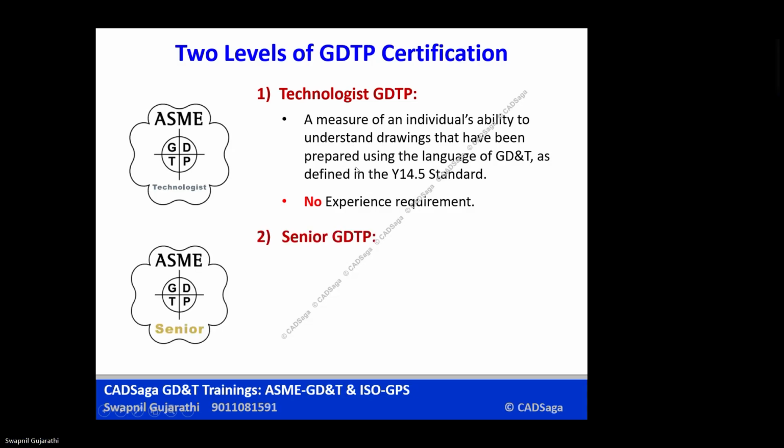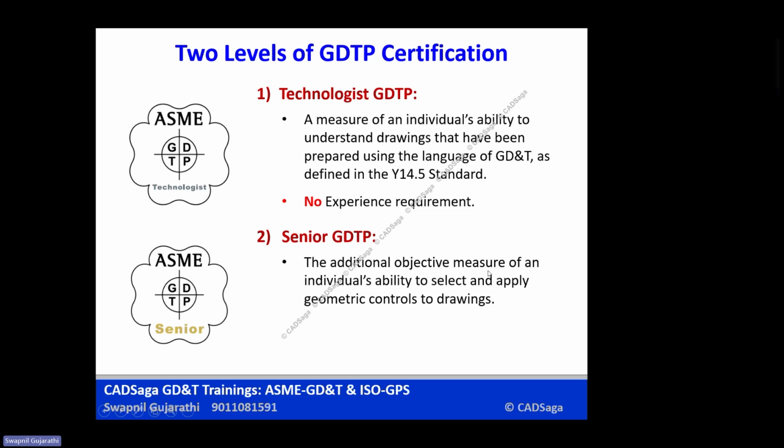Now senior level GDTP, the additional objective measure of an individual's ability to select and apply geometrical control to drawings. Means you should be able to implement GD&T on your drawings properly. Things don't end here. After you add GD&T, you need to defend GD&T, right? Say I'm a design engineer. Then somebody from manufacturing is going to question my GD&T scheme. Somebody from quality or supplier base, they are going to question my GD&T scheme.